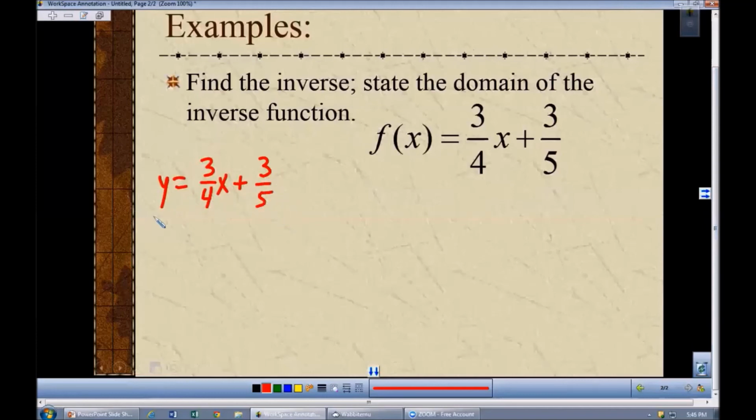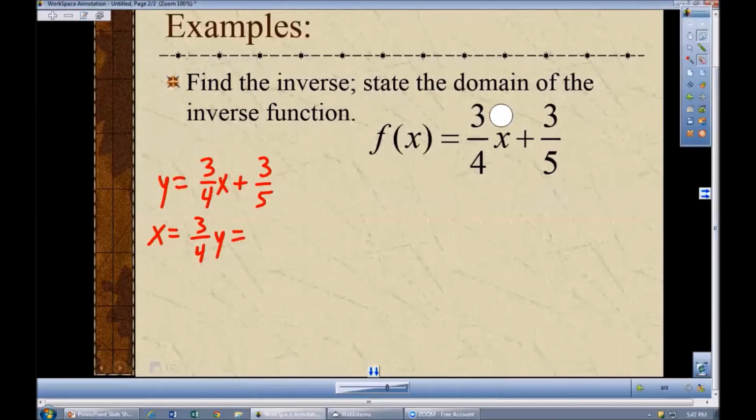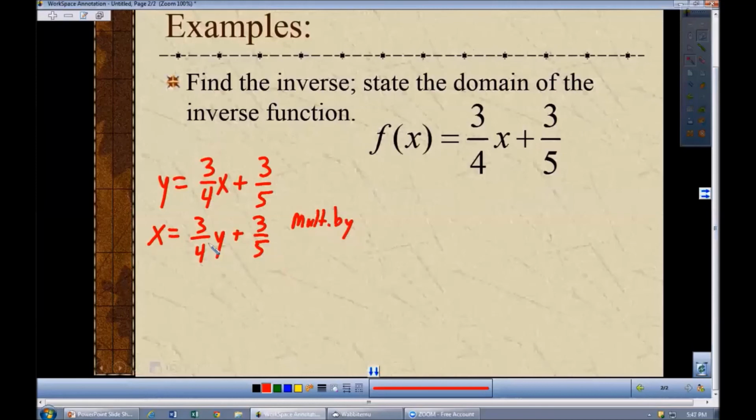Next step is to interchange x and y. So where I see y, I write x. Where I see x, I write y. Now is where the work starts. I need to isolate this y, solve this equation for y. Well, one of our good techniques we know for fractions is to multiply by the LCD. That will clear these fractions. Multiply by, and the lowest common denominator for a 4 and a 5 is the number 20.